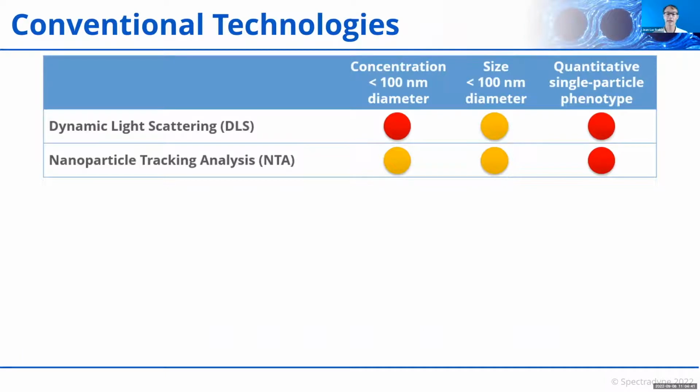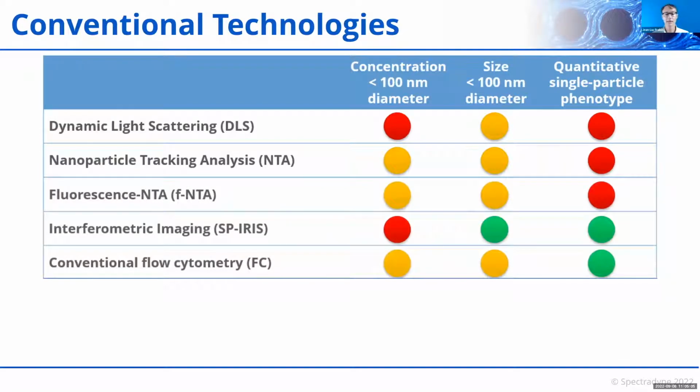I've included dynamic light scattering because it's still fairly common in nanomedicine applications, even though it doesn't provide any information about concentration or phenotype. Nanoparticle tracking analysis has historically been a workhorse in the EV world, but its limitations are increasingly well understood. Basically, its accuracy depends on the sample being measured in a way that makes it hard to properly analyze unknown samples.